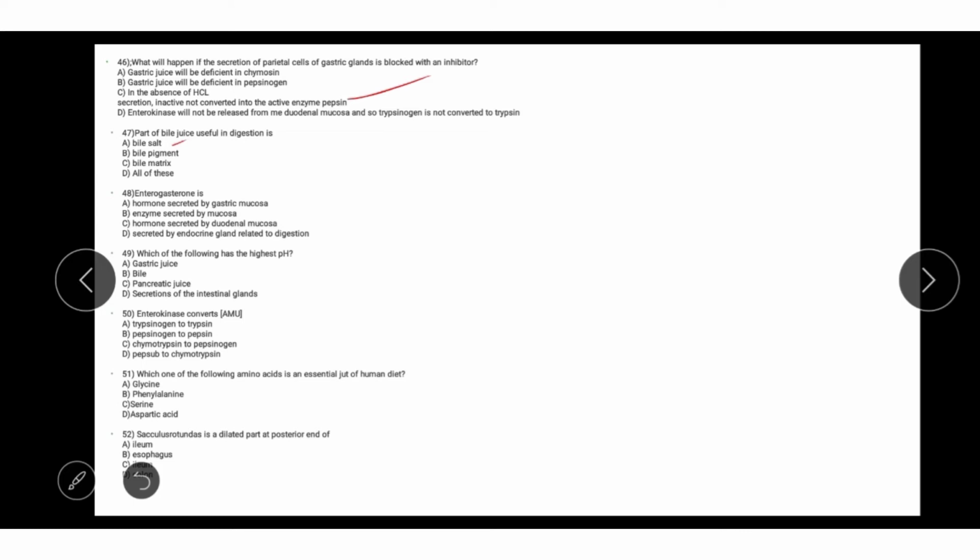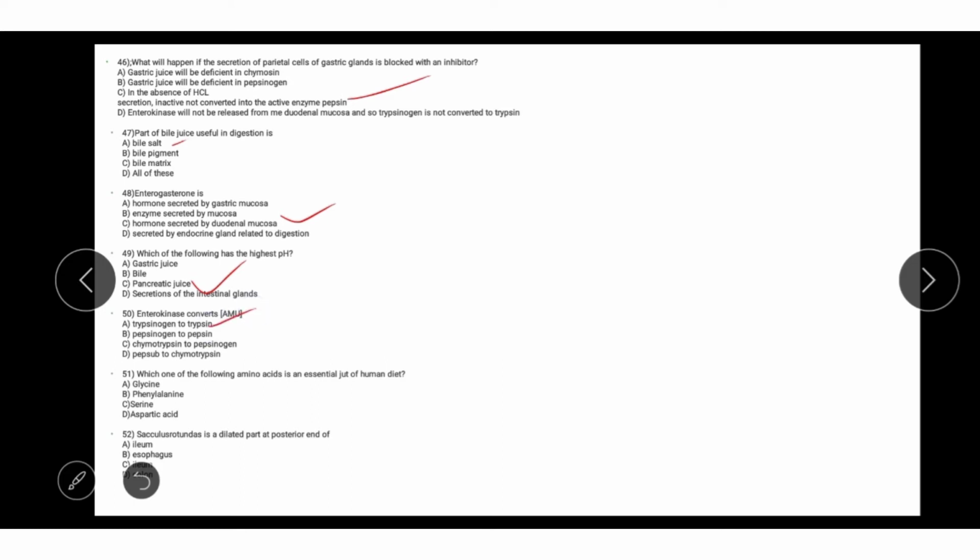Enterogastrone is a hormone secreted by duodenal mucosa. Which of the following has the highest pH? Pancreatic juice. Enterokinase converts trypsinogen into trypsin.